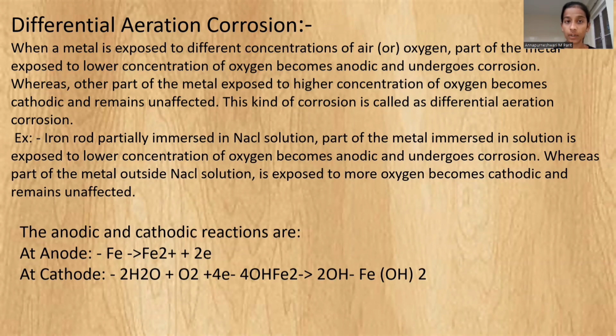And the example for differential aeration corrosion is an iron rod partially immersed in a NaCl solution. The part of the metal immersed in the solution is exposed to a lower concentration of oxygen, becomes anodic and undergoes corrosion, whereas the part of the metal outside the NaCl solution is exposed to more oxygen, becomes cathodic and remains unaffected.